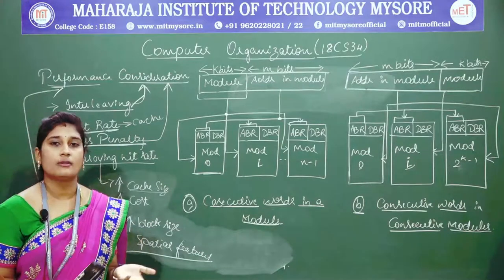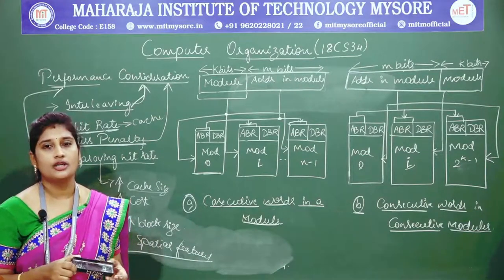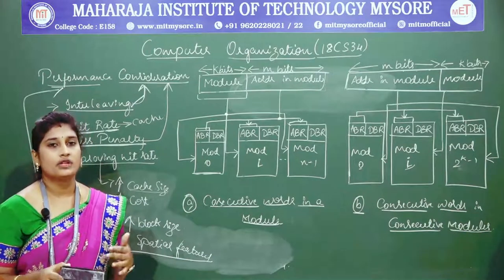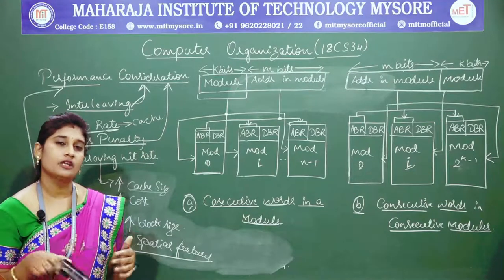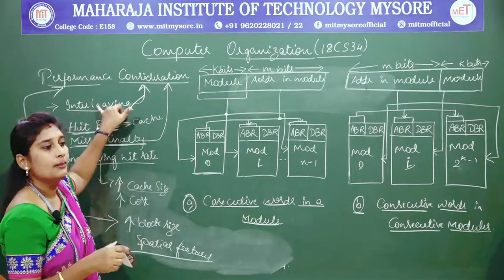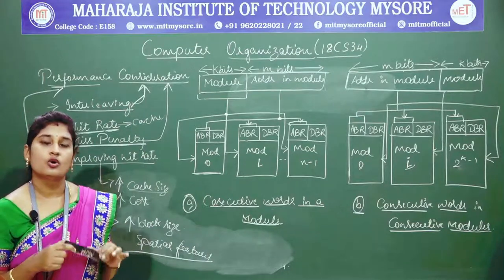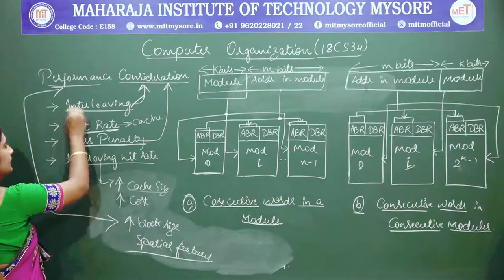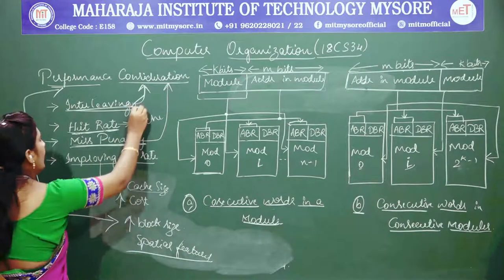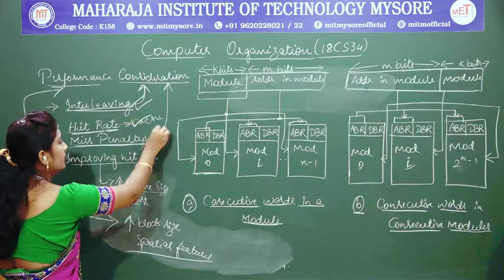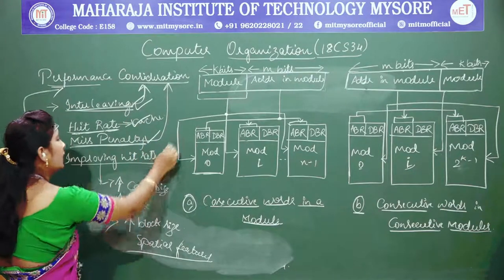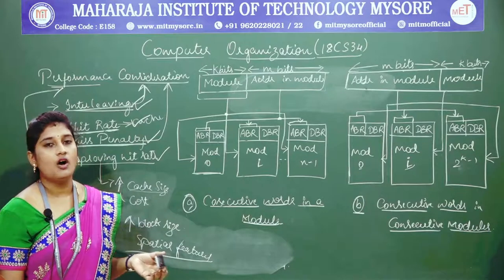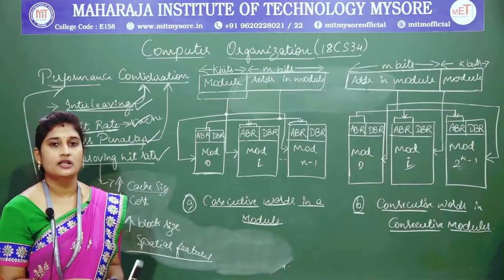I cannot spend too much on a single operation or a single feature. So I will keep all the factors in mind and work on the performance of the system. To improve the performance, the factors I will be considering are interleaving, improving the hit rate and reducing the miss penalty. Fine, this is all about the performance considerations.